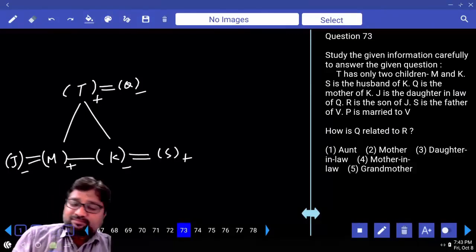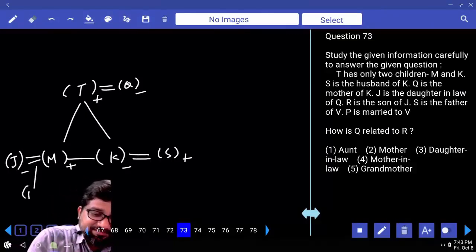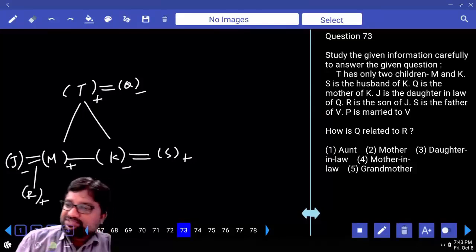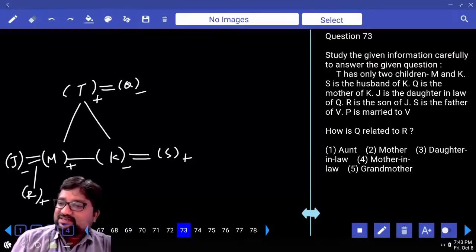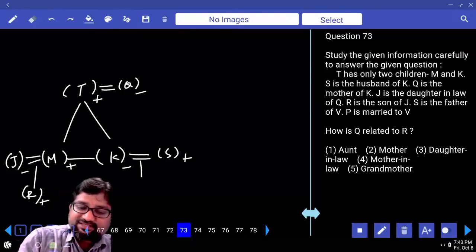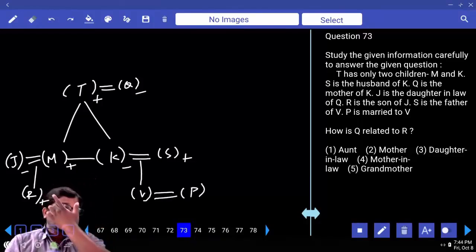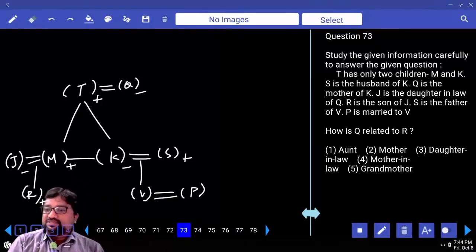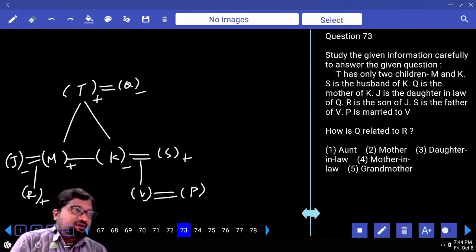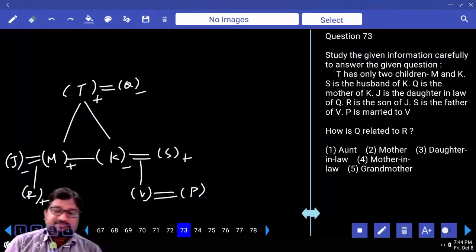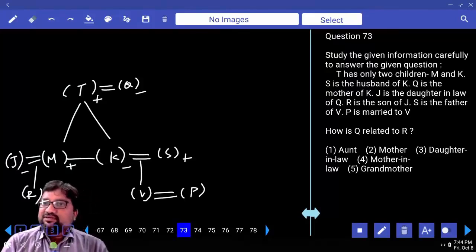Next, R is the son of J. S is the father of V. P is married to V. Since I don't know the gender of V, we can't decide the gender of P. When you come across this type of situation, 100% guarantee you will have one question on that particular person whose gender is not known to us. Let's see whether we do have that question here or not.